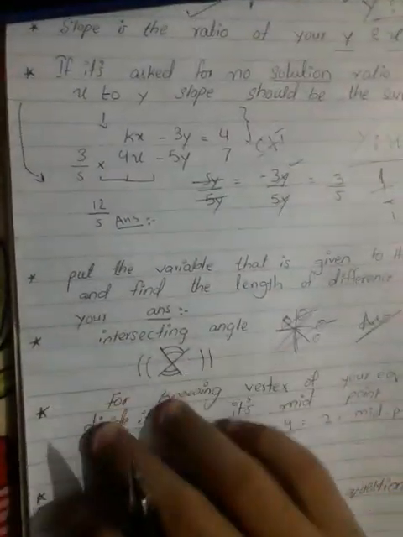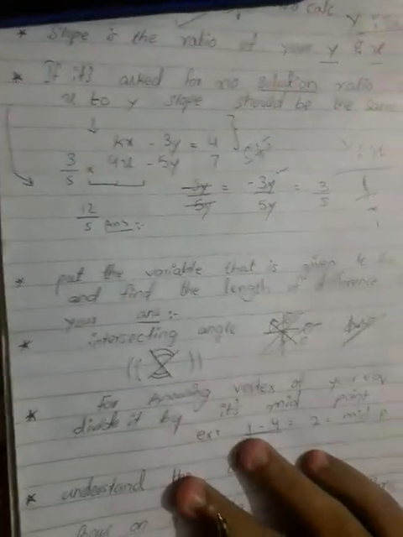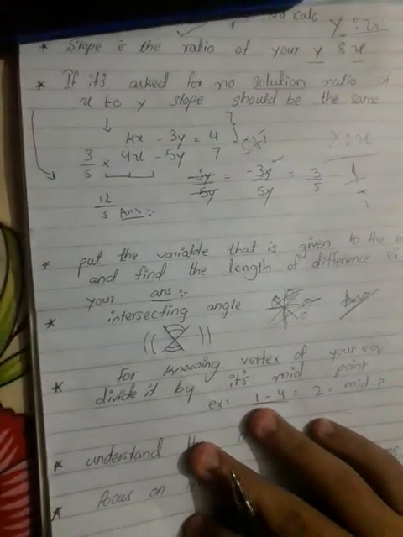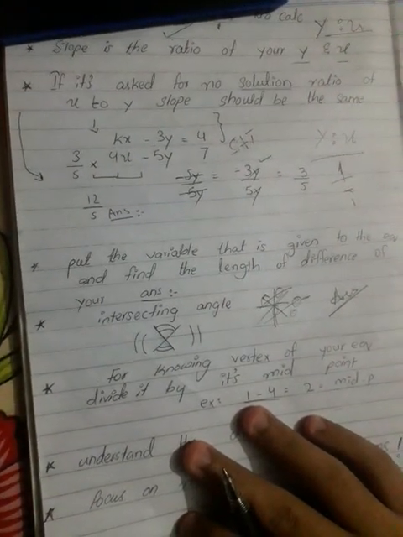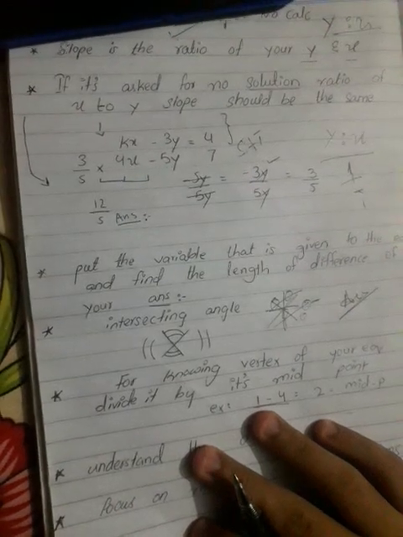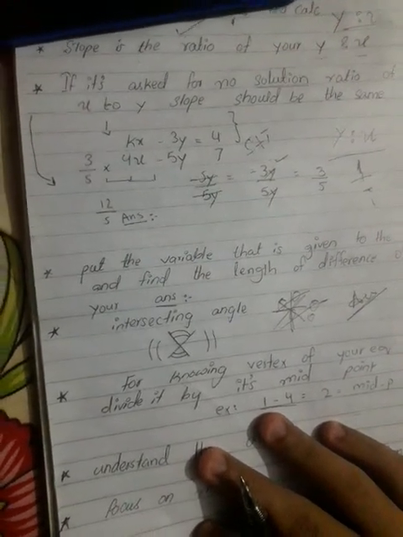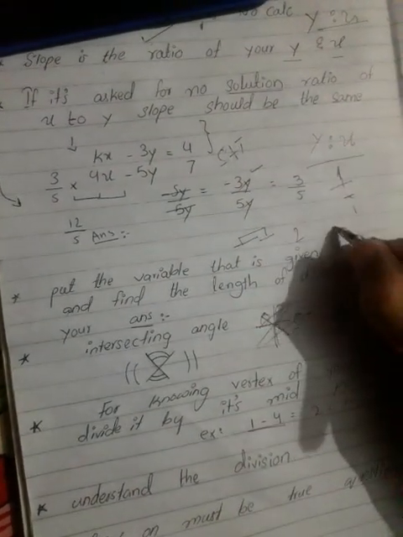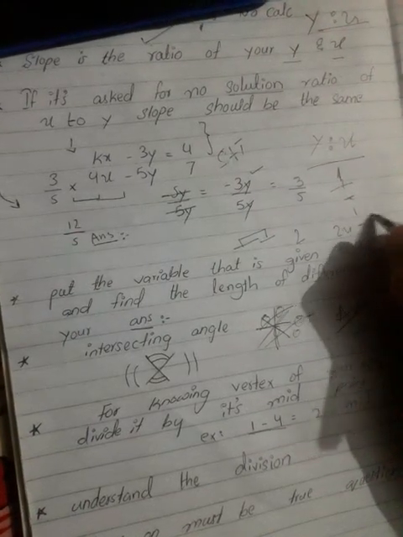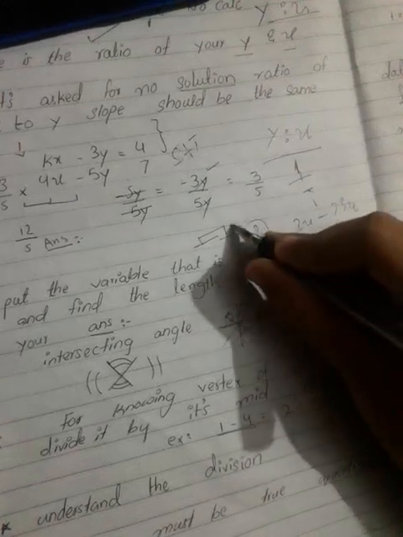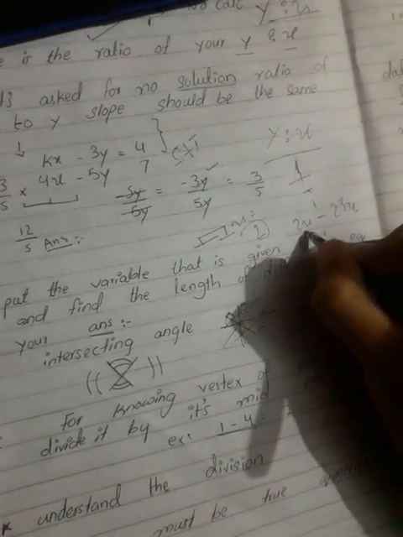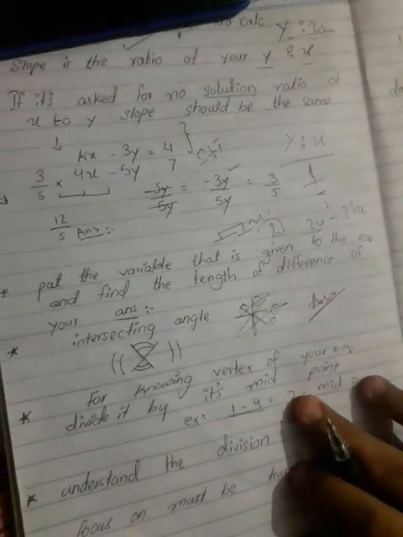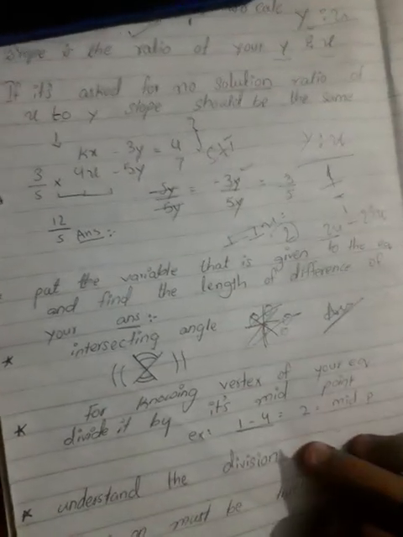The third tip is put the variable that is given into the equation and find the length of difference of your answers. So what it means is, put the variable that is given into the equation. For example, there is an equation 2x minus 2 equals 3x, and the variable is x, then you'll simply plug it into the equation. That is how you plug variables into an equation.